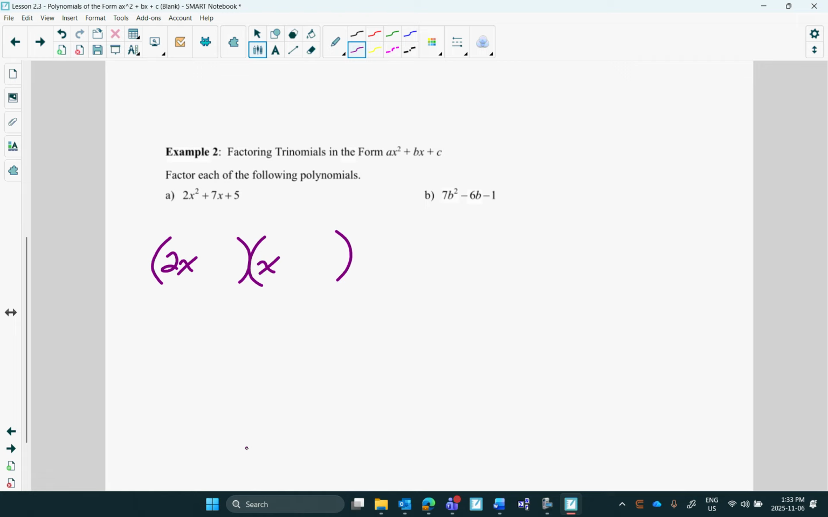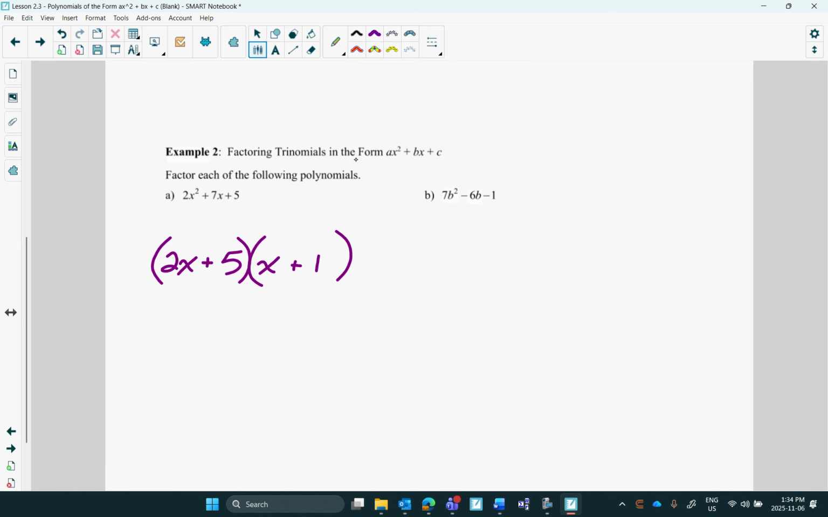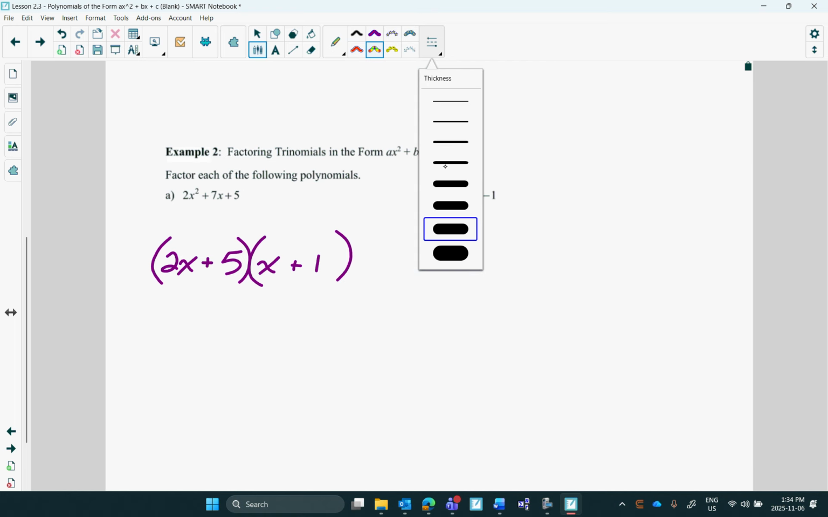What numbers multiply to get 5? 1 and 5 or 5 and 1, right? It could be one of those 2. Well, here's where I use a little bit of strategy. Well, you know what? Let's do 5 and 1. +5, +1. So I know that these work. I got to check if the middle works.